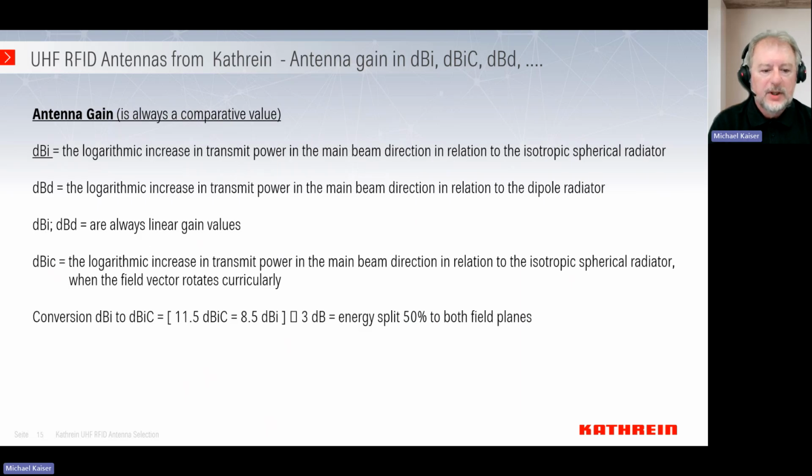You have seen we can convert this dBi to dBiC, where we have this 11.5 dBiC, which we have with our standard 30 by 70 degree antenna. This means 8.5 dBi because we reduce by 3 dB. We split the energy in both halves. So dBi to dBiC is a difference of 3 dB.